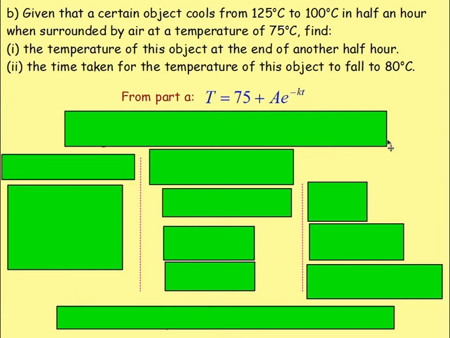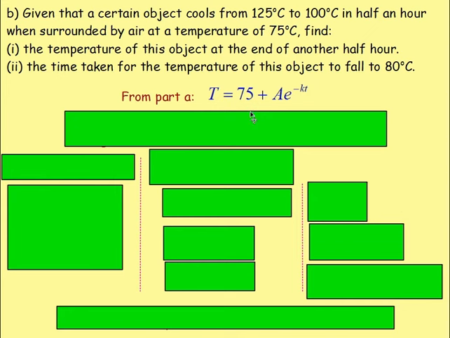Part B: given that a certain object cools from 125 degrees to 100 degrees in half an hour when surrounded by air at a temperature of 75 degrees, find the temperature of this object at the end of another half hour, and find the time taken for the temperature of the object to fall to 80 degrees. Because this is part B, we're probably going to be using our answer for part A. In part A, we had to get the general solution, so that is what we found here.